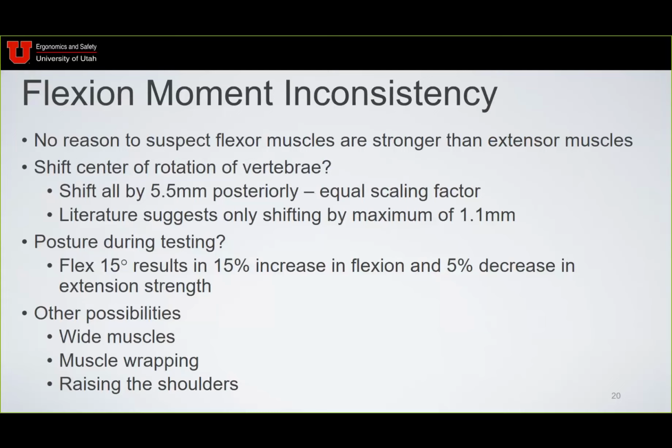Some other possibilities we haven't looked into yet are wide muscles. OpenSim struggles to represent these wide muscles fairly well. That's why you saw with the sternocleidomastoid muscle that it was split into multiple muscle segments. That's really supposed to be one muscle, but because of how OpenSim is modeled, they have to be these lines that can't function together. Another problem is that this model doesn't include any muscle wrapping with other muscles, so muscles are free to pass through each other in extreme postures, which clearly isn't realistic. And also, we didn't look at the possibility of raising the shoulders. When you're doing maximum flexion, perhaps you're raising the shoulders and changing the moment arm of these flexion muscles.